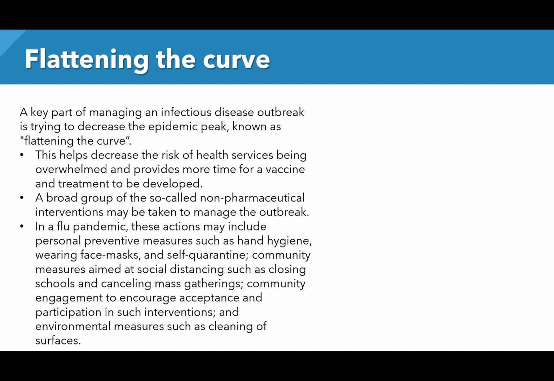In a flu pandemic, these actions may include personal preventative measures such as hand hygiene, wearing face masks, and self-quarantine, community measures aimed at social distancing, such as closing schools and cancelling mass gatherings, community engagement to encourage acceptance and participation in such interventions, and environmental measures such as cleaning of surfaces. So these are all very relevant not only to a flu pandemic, but also obviously to COVID-19, and we've seen quite a lot of, if not all of, these measures being implemented across society. So these are mitigative measures. Hand hygiene and wearing face masks are more basic ones, and obviously many events have been cancelled over the last couple of years due to the pandemic, and this is ensuring that cases don't spread and hence the curve can be flattened.